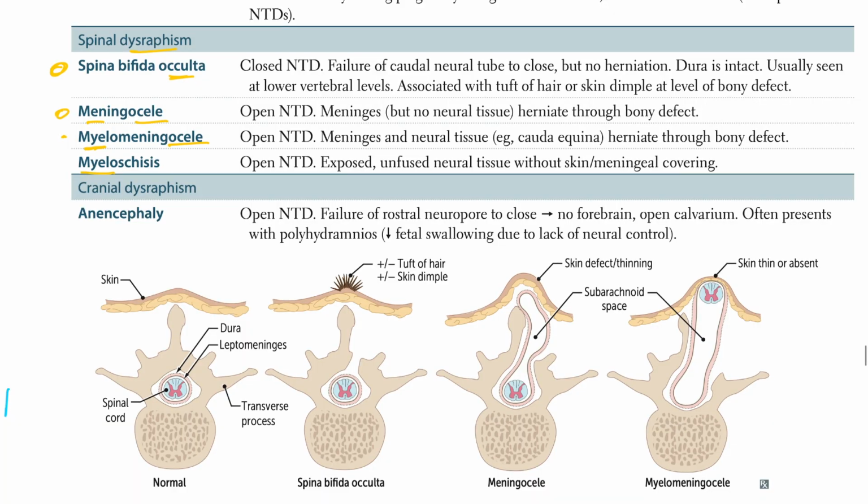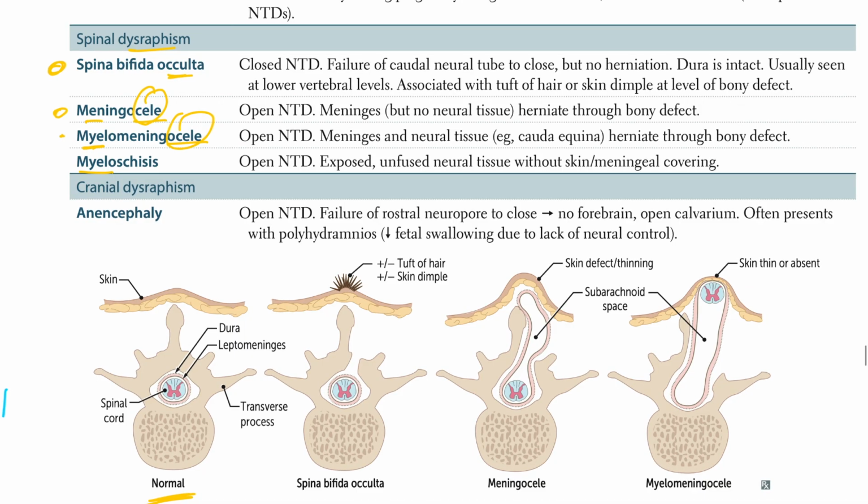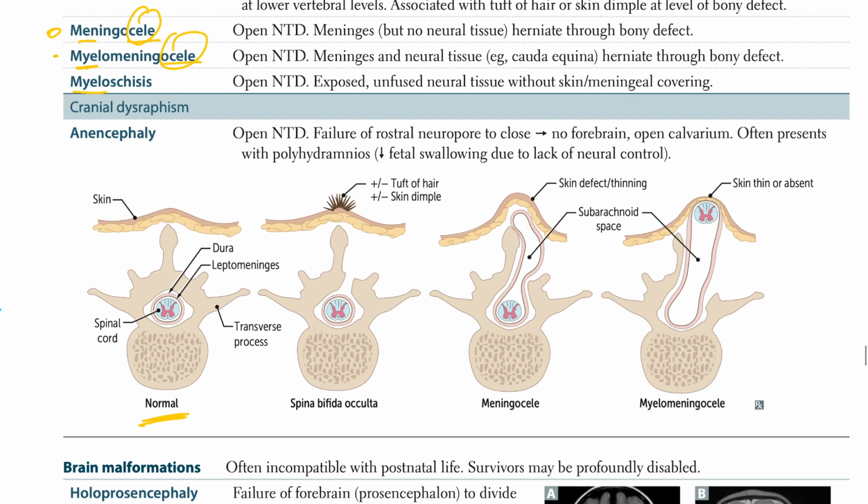If you look, all the endings are "-cele", right? And the next one is just "-schisis". In this picture, this is the normal picture. In the normal picture, we have the dura mater, and we have the leptomeninges, which are the arachnoid matter and pia matter. We have the spinal cord within all of these layers, and it is closed by this bone. It is closed, and you have the nice normal skin up top.